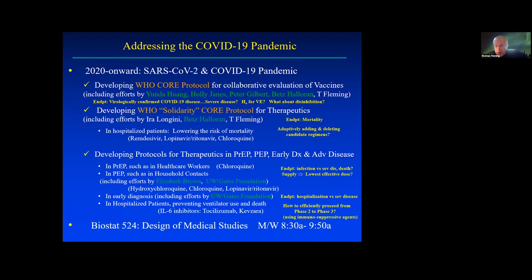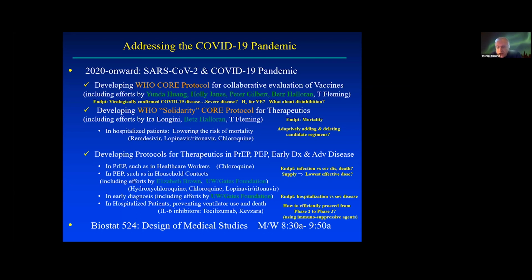And at the last half of the slide, many other things are happening too. There are developments of therapeutics broadly in pre-exposure prophylaxis and in post-exposure prophylaxis, pre-exposure prophylaxis in healthcare workers, post-exposure in household contacts. We'll hear some from Elizabeth, who's been providing leadership along with Gates Foundation in setting up that PEP trial in household contacts. They're looking at hydroxychloroquine. Others are interested in chloroquine and the combination of lopinavir and ritonavir.